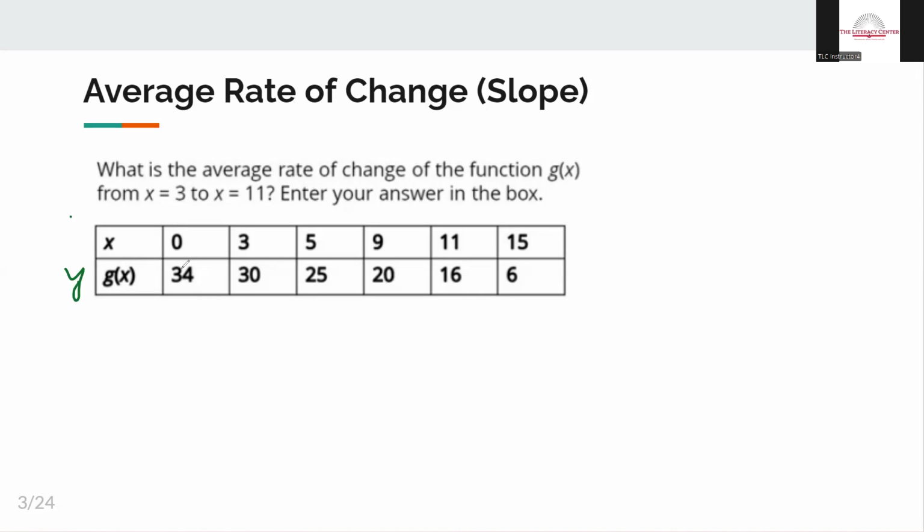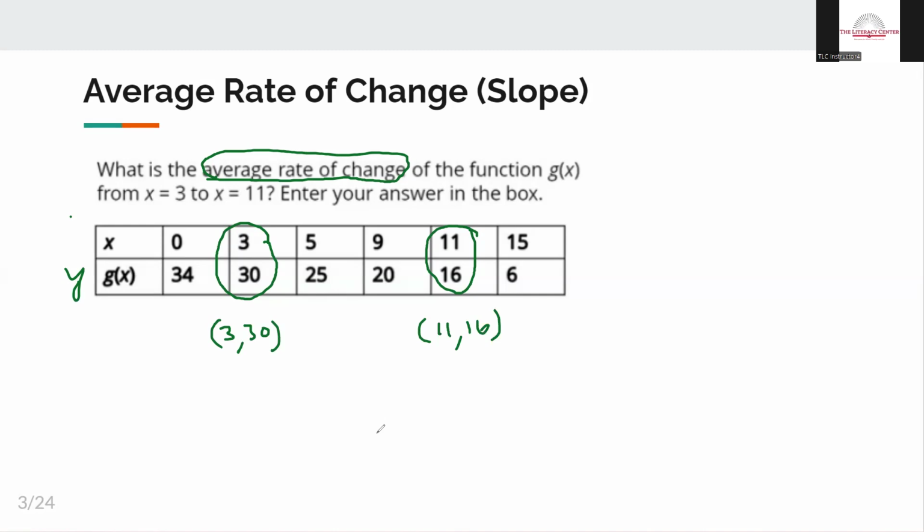So when x is 0, y is 34. When x is 3, y is 30. These are just points on a graph. We can find the average rate of change the same way that we find slope. So we want to take our 2 points here, when x equals 3 and when x equals 11, and treat those like 2 points, (3, 30) and (11, 16). And then use our slope formula.